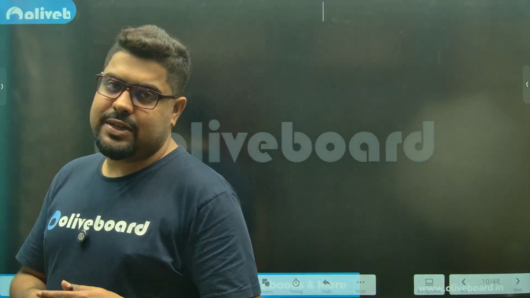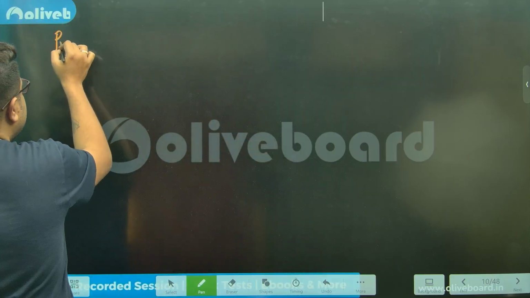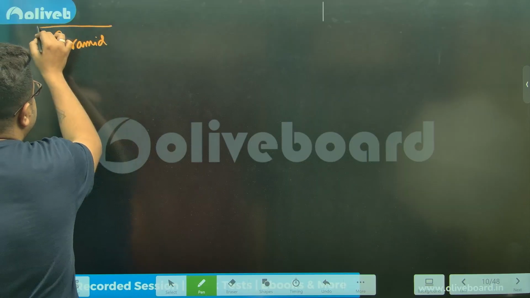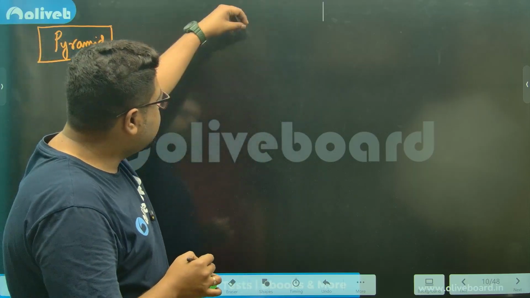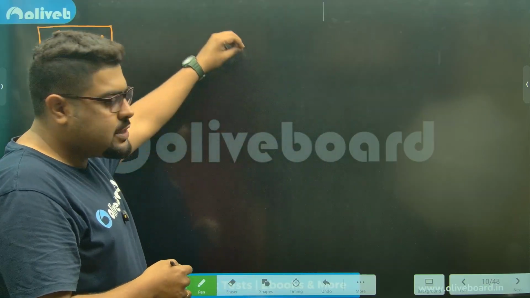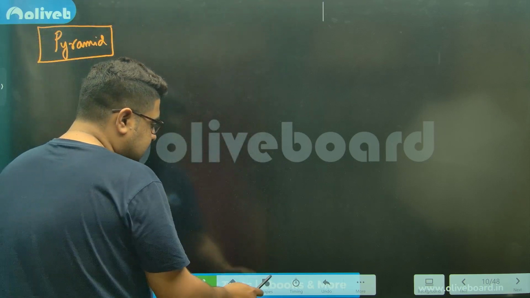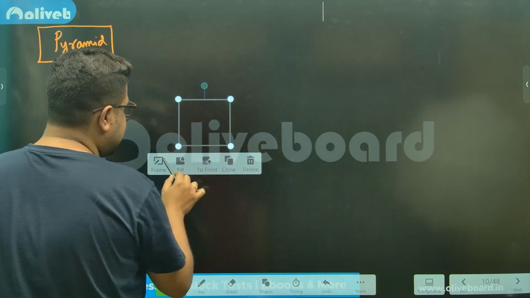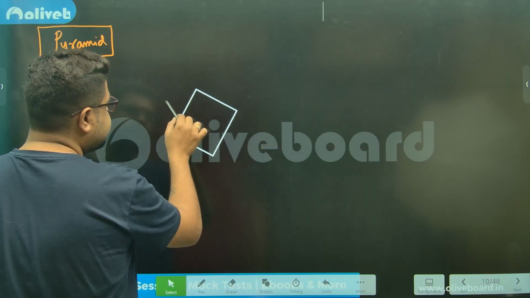Pyramid is a structure which is very similar to prism, meaning it can have different types of bases. All these sides will meet at one point that is called the apex. Let's take for example a pyramid which has a square base.